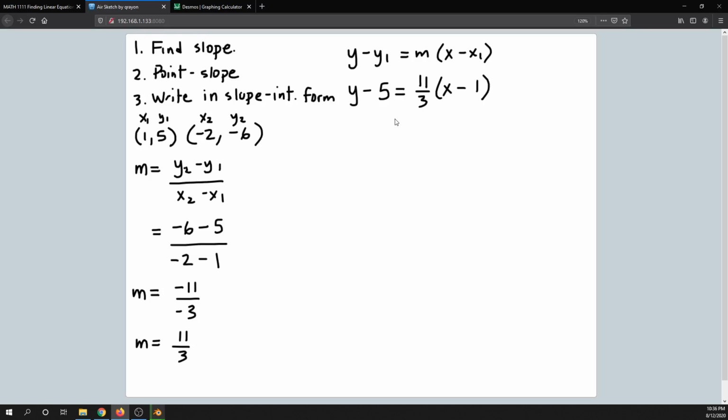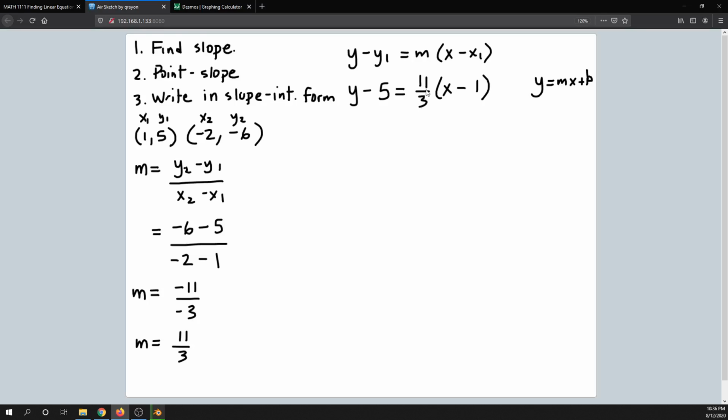And if you remember from the previous video, the slope-intercept form is y equals mx plus b. So solve for y. And this one is not solved for y. So we are going to put this in slope-intercept form, y equals mx plus b. One of the trickier things about this particular problem is that there is a fraction, 11/3, in here.